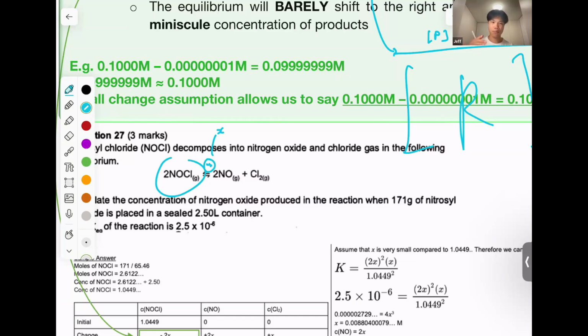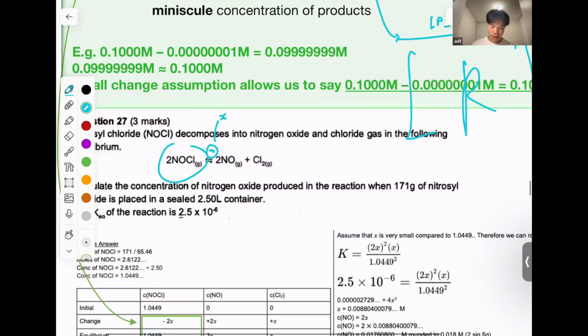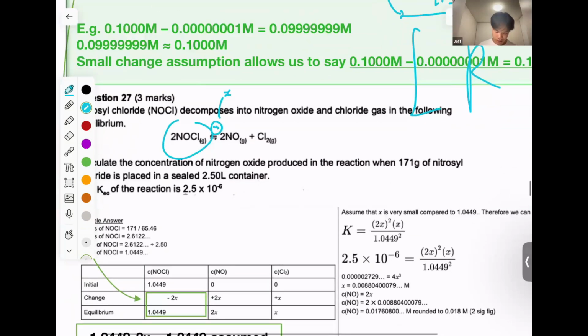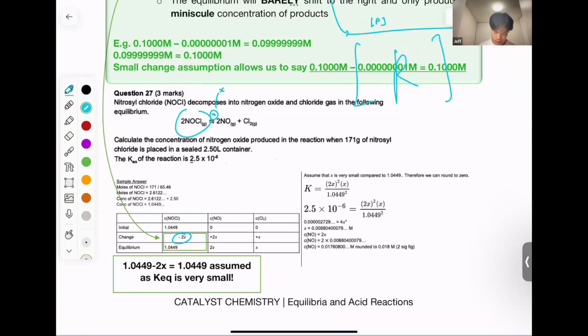A very small K means you form very little product, and hence your change is very small. Does that make sense for everyone? So then if your K is so small that this change of X or 2X when compared to a much bigger number, you can say that that X is very small. That's what we mean, relating it to K.